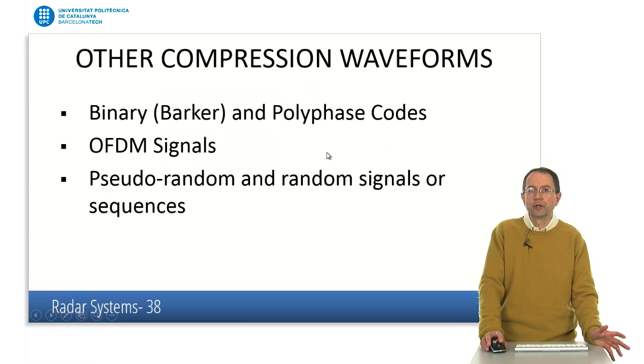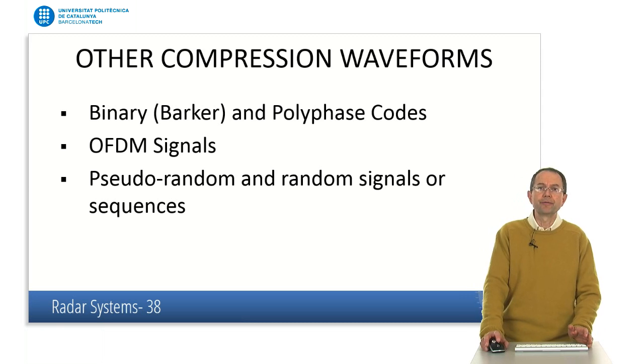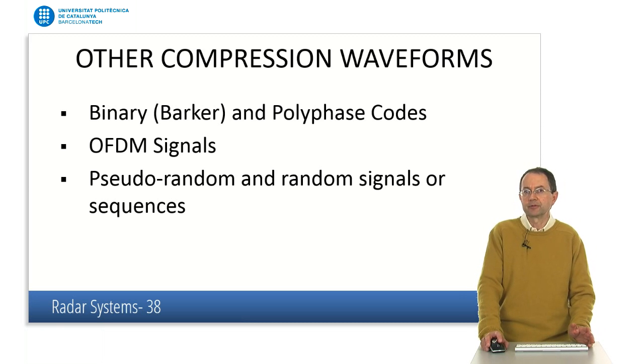Other compression waveforms apart from the chirp exist. Of course, there are binary phase codes like Barker codes. There are polyphase codes like Frank and other codes. Also, signals that are used in communications like OFDM or pseudo-random sequences are also used as spread spectrum signals for high-resolution radars.